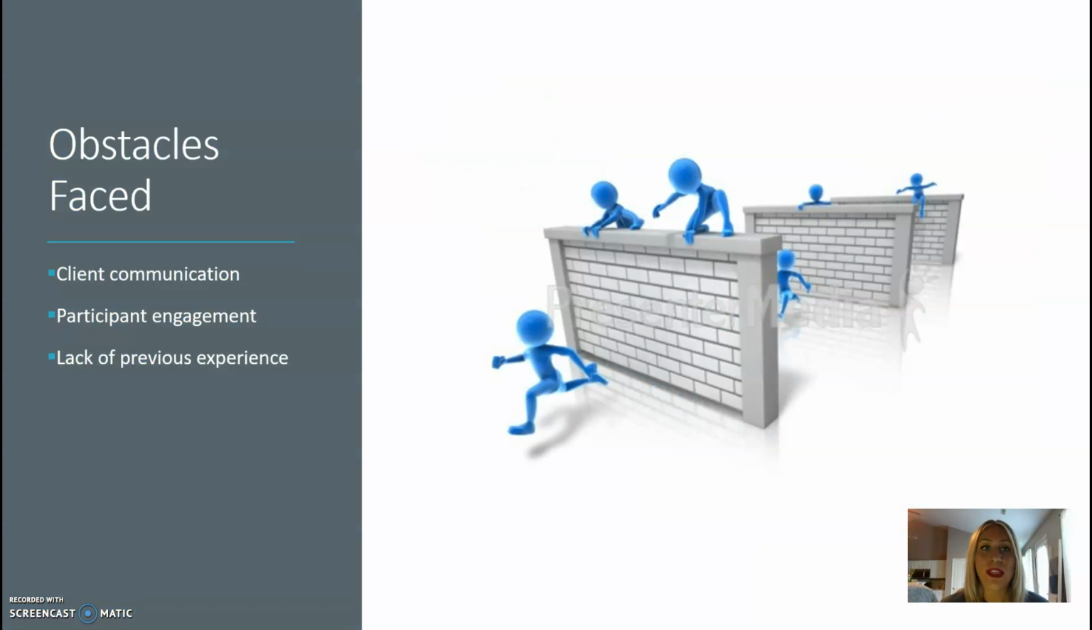Although this process was rather smooth from beginning to end, this is the first time that most of us in this program are doing any sort of project on our own at this caliber. So there were obstacles that I faced throughout the process. At first, the largest one was client communication, and there were a couple of different reasons for this.